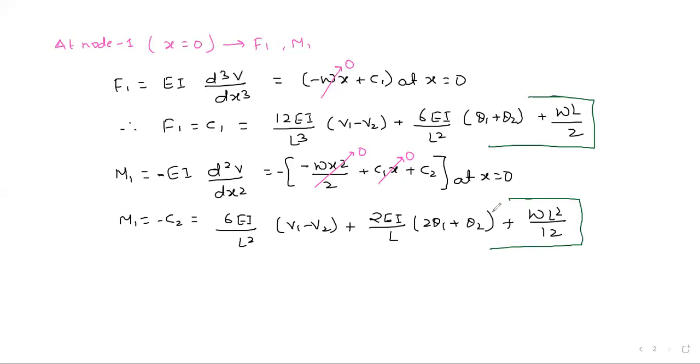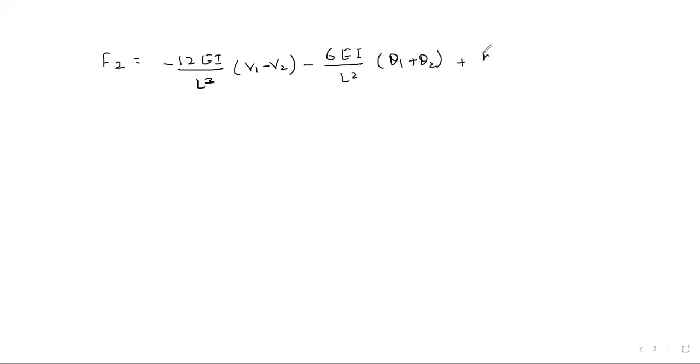Similarly, we are going to do the same thing; only at x is equal to L will it change. We just have to put x is equal to L, and we are going to get the value of F2 and the value of M2. So F2 is minus 12 EI upon L cube, (V1 minus V2), minus 6 EI upon L square into (theta 1 plus theta 2), plus WL by 2. I am writing it directly because we just do the same thing at x is equal to L.